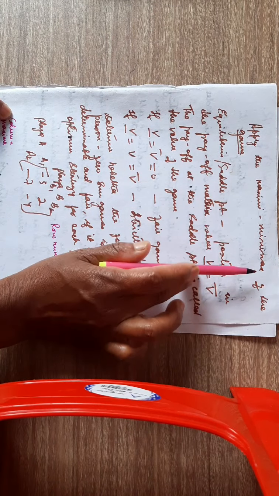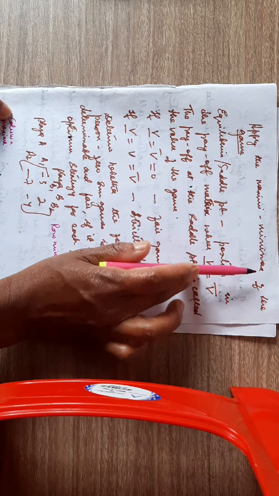For player B, it is this one. So you can write the first column as B1 and the second column as B2, and the first row as A1 and the second row as A2. Now you find out the row minima. What is the minimum value in the first row? It is this one, so you mark it with a star and write it here, -5. And in the second row, this is the minimum entry, so you write -7.